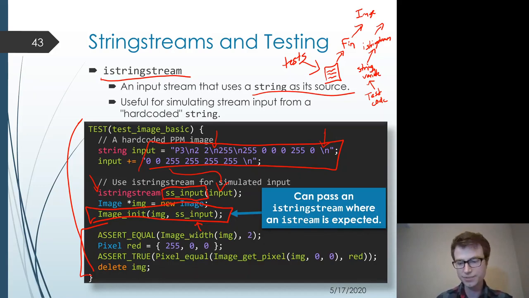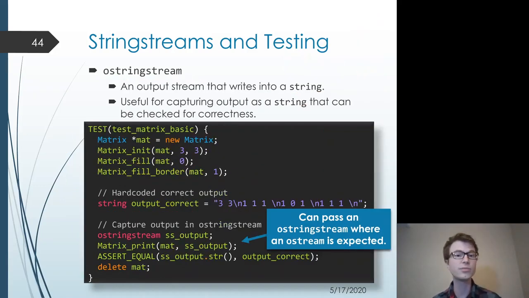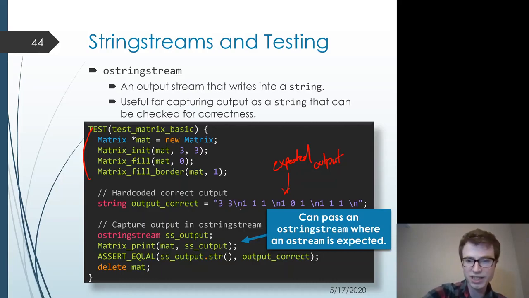Going the other direction, if I wanted to test a function that was normally supposed to produce some output, I can do something pretty similar. So here I'm going to set up a matrix with some data in it, fill it with zeros, put ones around the border. Then I'm going to go ahead and hard code a string literal that has whatever is my expected output, what I expect to get if I were to print this matrix using the matrix print function, which is on the first line a bunch of ones, the second line has a 0 in the middle, and the third line at the bottom has some ones.